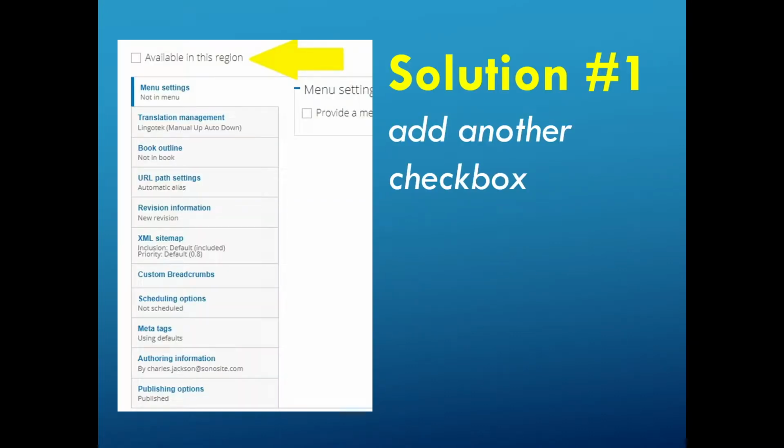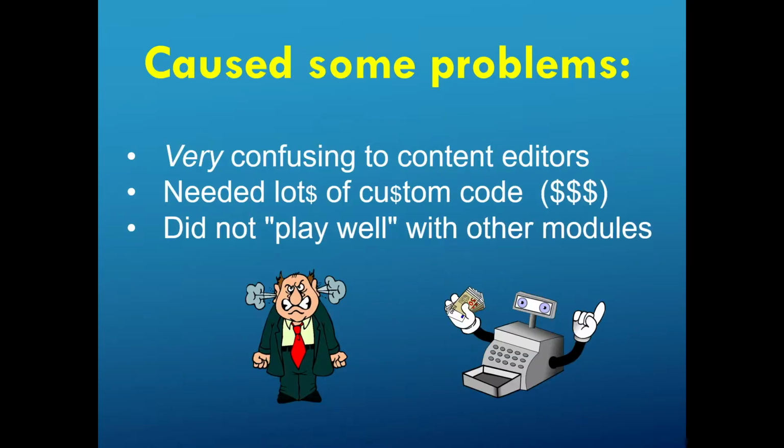First solution that we came up with, one of the developers we worked with in New Zealand said, well, we'll just add a checkbox here. So we're all familiar with the little bottom corner here. So we added this checkbox, and if on a product page it's available in this particular region, then that's there. And you build out the views, and you write a bunch of custom code, and it fell apart pretty quickly.